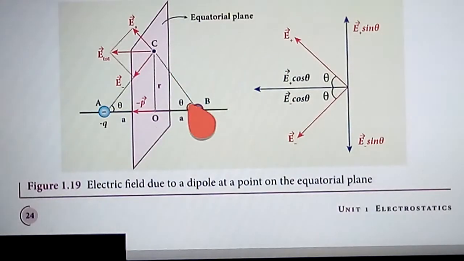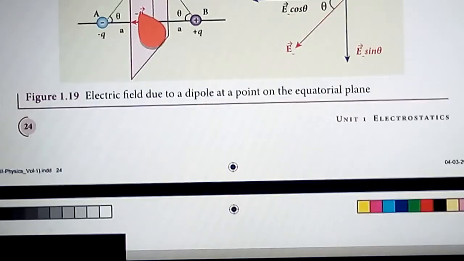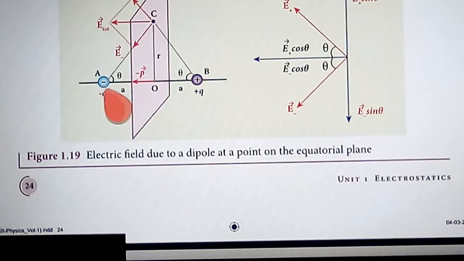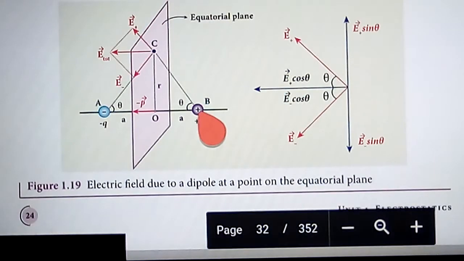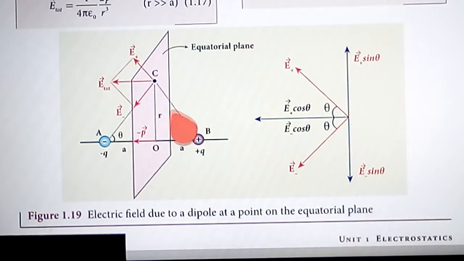So here there are two dissimilar charges, plus q and minus q, separated by a distance 2a. So this is the positive charge and this one is the negative charge, and these two charges are separated by a distance 2a, and this is the equatorial plane that we are considering, and the point is situated at the point C.